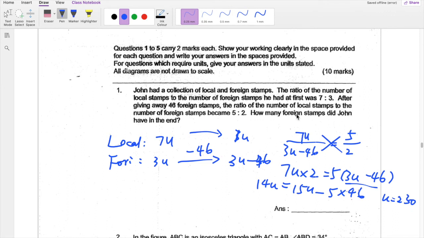So in the end, how many foreign stamps, right? Foreign stamps is 3U minus 46, equal to 3 times 230 minus 46. This one gives the final answer, 644.